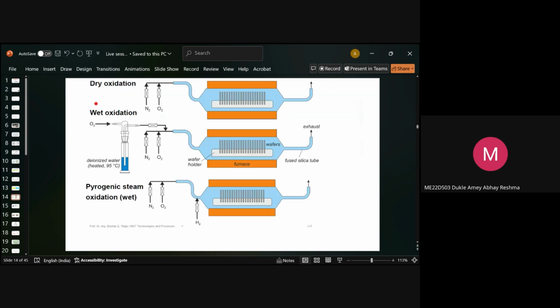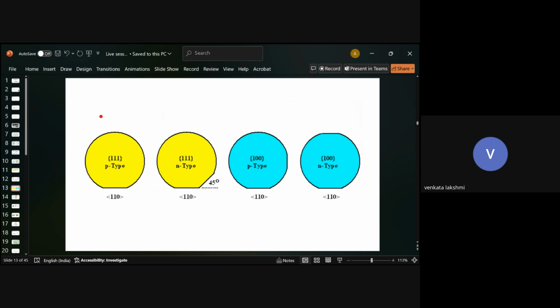Sir, then 110 is perpendicular to triple one and to the 100, sir? To both? I think there is some mistake with this 110. I'll just get back to you next time. Sir, I think there is some mistake.